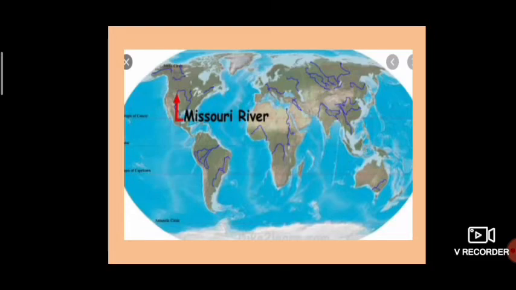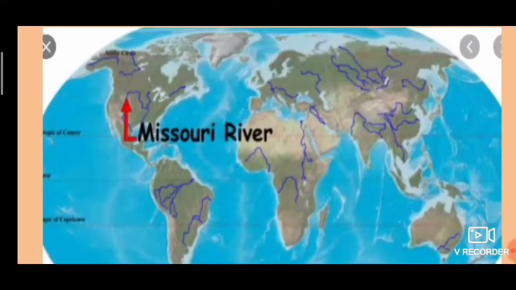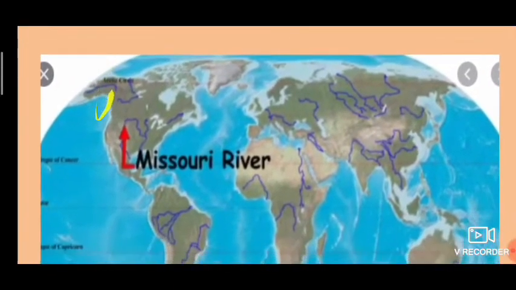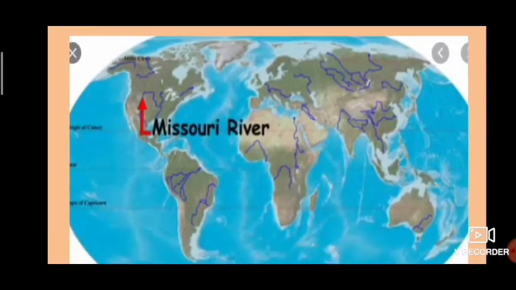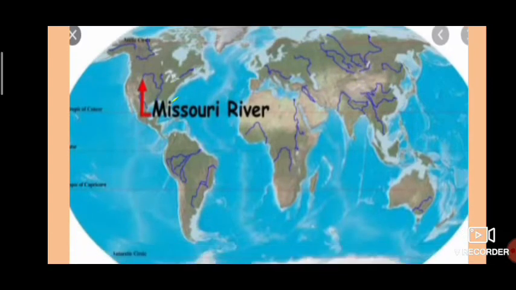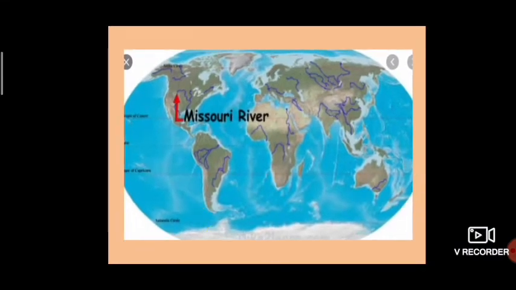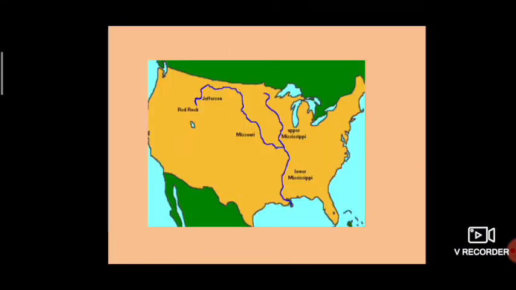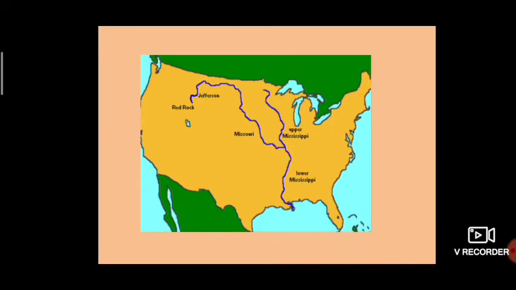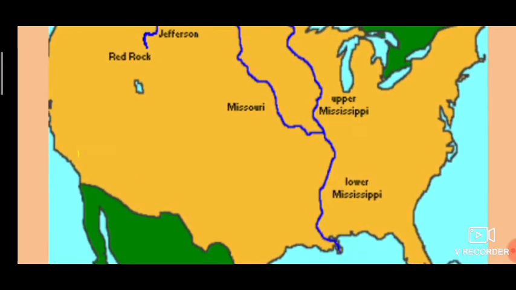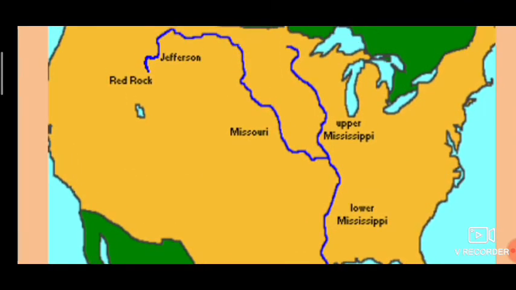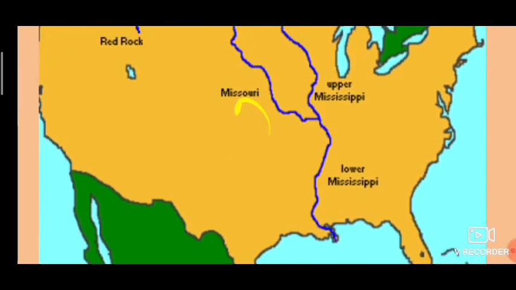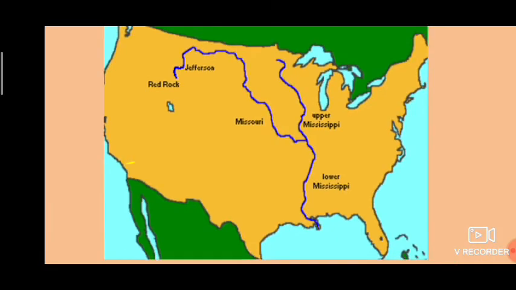Now on this world map, you can see these two rivers. This is North America, right? So this is Missouri, and this one is Mississippi. Missouri is already marked, and this is Mississippi. One more clear diagram is there in your next map. You can see here this is your map of North America, and this is Missouri and Mississippi. They have mentioned it very clearly. This is lower Mississippi, this is upper Mississippi, this is Missouri, right?